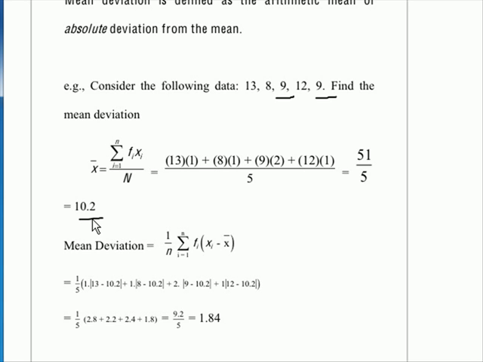Now mean deviation is the absolute difference between each number in the set and the mean. So there are a total of 5 numbers, and taking the first one, it will be 13 minus 10.2, then 8 minus 10.2, and then 2 into 9 minus 10.2, and so on, and thus you get the mean deviation as 1.84.